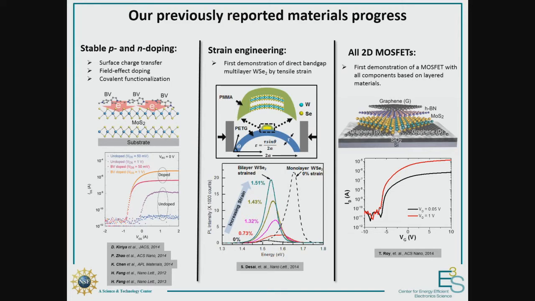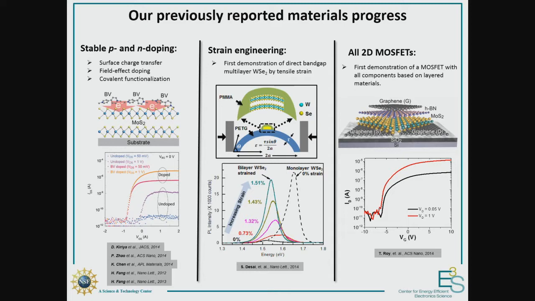We looked at different schemes of doping them, p-type and n-type, to different doping levels. We developed ways where the doping is stable over time, air stable. And we looked at 3 different mechanisms. One of them is surface charge transfer. You can just put down different species on the top, depending on whether they're electron withdrawing or donating. You can dope them either p-type or n-type. We have shown that you can put down a film with fixed charges and do remote field effect doping. And we have even explored covalent functionalization as a means of doping these materials.